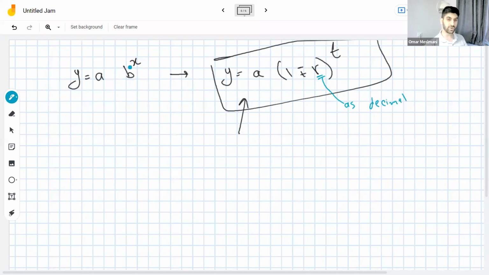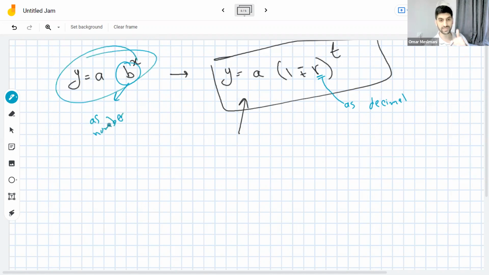Once you have a rate as a number, for example, when a question says the rate is doubling every time, tripling every time, 10 times, if the rate is a number, use this formula. If you have the rate as a decimal or as a percent, use this one. The A here and there represents the initial value.